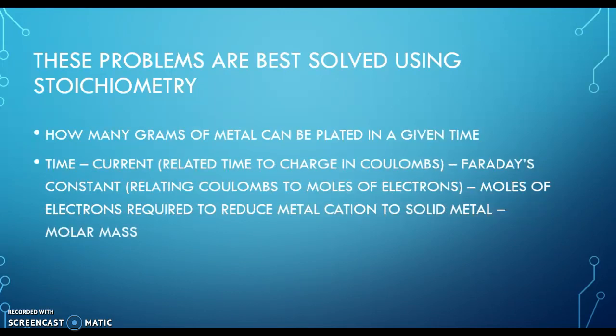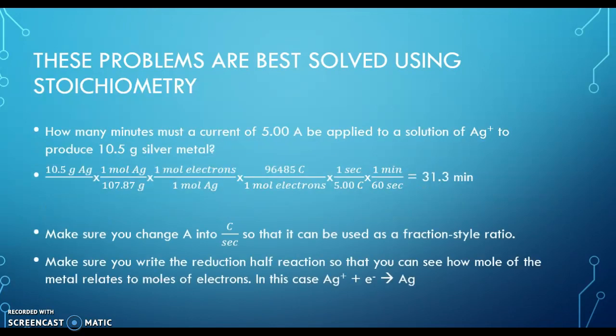The other option is to go from time to mass, so taking the time and then using the current as a fraction-style ratio, relating time to charge, then using Faraday's constant as a fraction-style ratio, relating charge in coulombs to moles of electrons, then relating moles of electrons to moles of metal using the half reaction, and then finally using the molar mass. So here's an example, the same one that's exercise 9 in your packet.